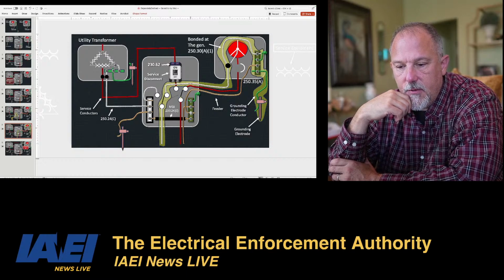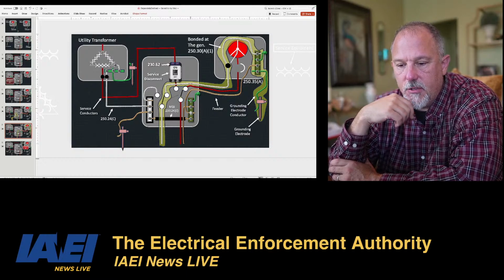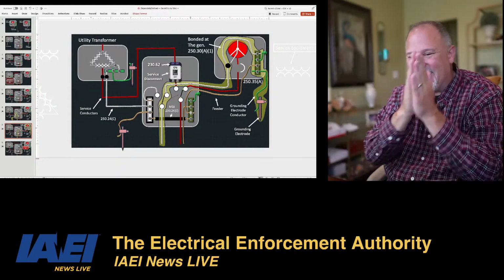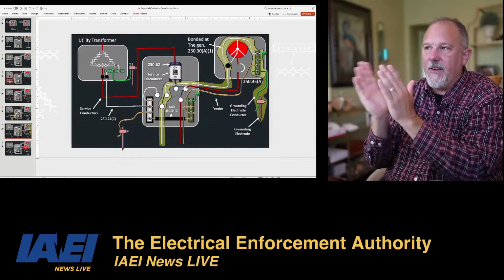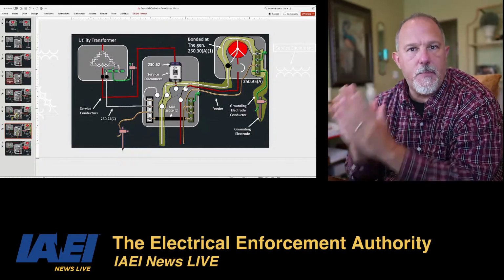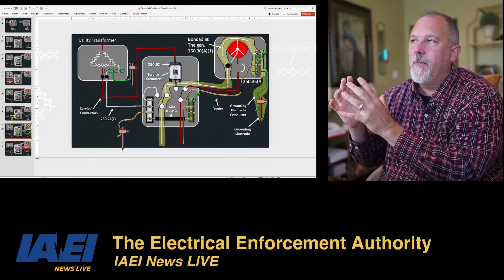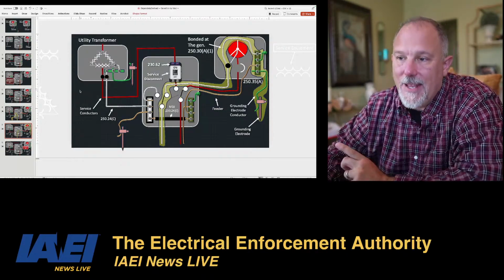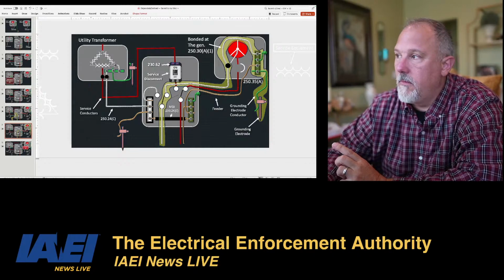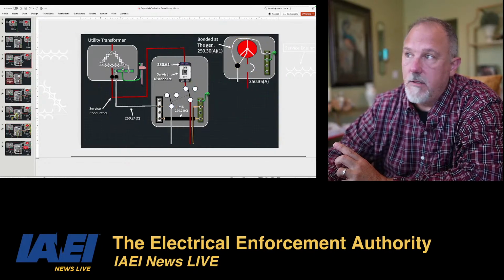Yummy fudge, that is so important. Why I mentioned that an informational note, and I'm glad to see you had such a, well, yes, excellent. So this is a very important piece of the puzzle when you're dealing with a generator that is a separately derived system.